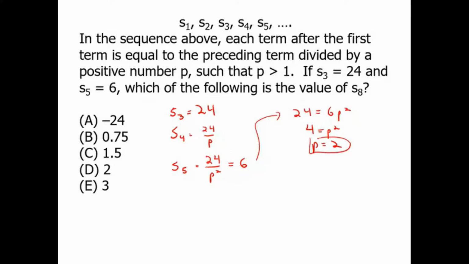And so that's easy. We're just going to divide by 2 to go from term to term. So we already know that S5, term number 5, equals 6. Term number 6, divided by 2, we get 3. Term number 7, divided by 2, we get 1.5. Term number 8, divided by 2, we get 0.75. And that is the value of the 8th term, answer choice B.